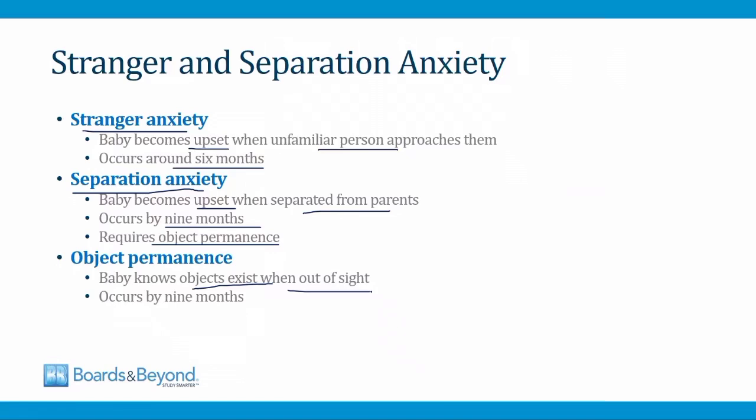In other words, when their mother and father leave the room, they think that their mother and father no longer exist, and then when they come back in the room, they think that they exist again. But once they develop object permanence at around 9 months of age, they start to understand that things that are not in front of them still exist. They're just out of sight. And that's when they can begin to become upset when their parents leave the room, and that's called separation anxiety. This is also why 9-month-old babies start to wave bye-bye, because they understand that people that are leaving the room are still going to exist, just in another place.